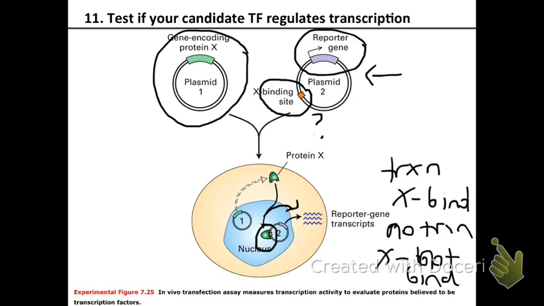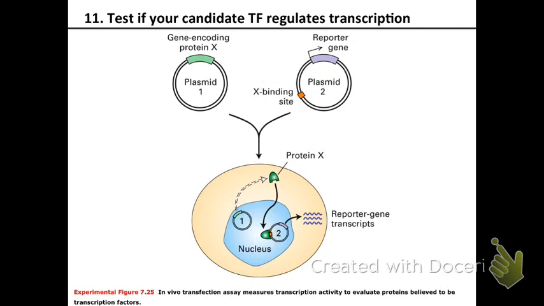So this is basically just a reporter assay to test if your protein binds to a sequence and activates the transcription of your reporter or not. Right? So this is the basis of the yeast one-hybrid assay. But now let's talk about how the assay actually works.